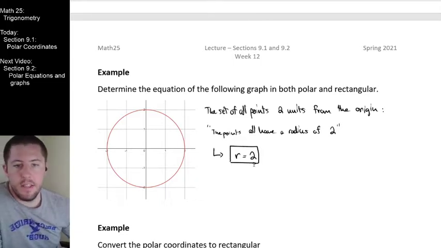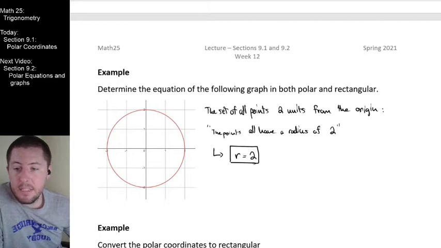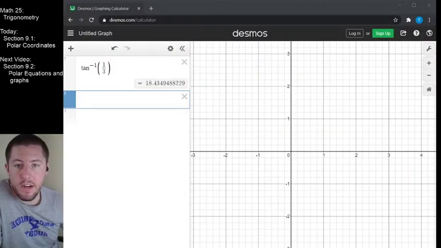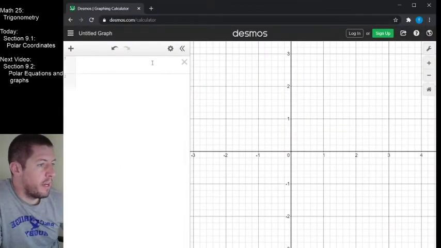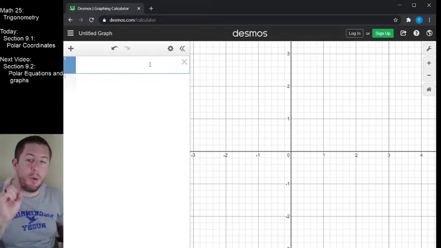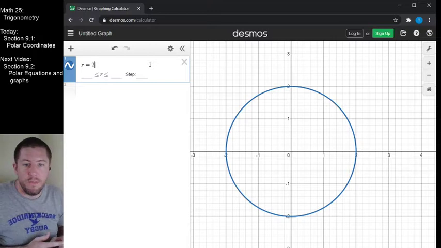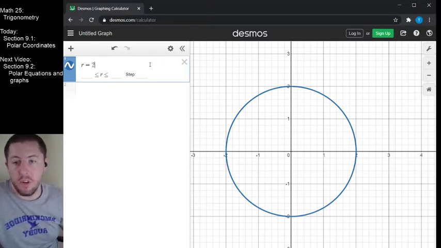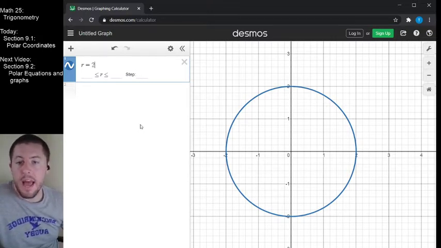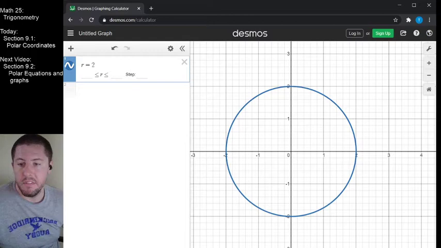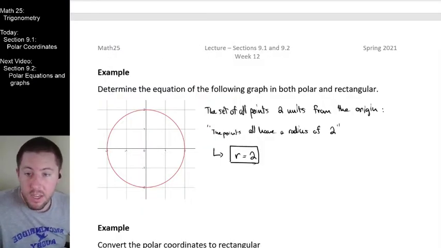Well, that's nice and easy. And the cool thing is that Desmos agrees with us. If we come over here and check this out in Desmos, now I had some issues with plotting a single point in Desmos earlier, but equations it's fine with. Boom, r equals 2. It just gives me the circle. This is the set of all points that have a radius 2 distance from the origin. That is a really nice, clean, easy descriptor of a circle. So this literally is the equation of a circle.